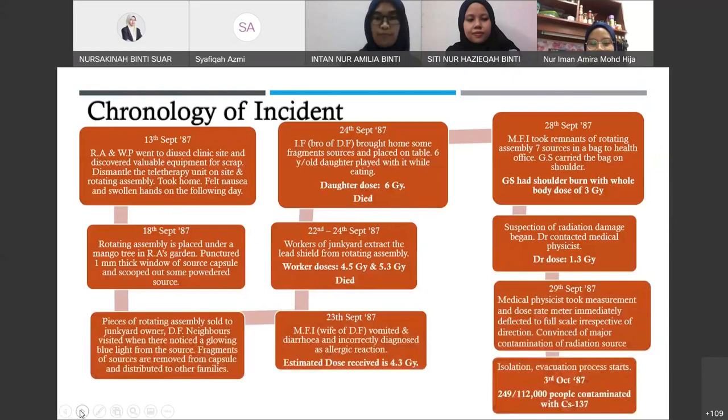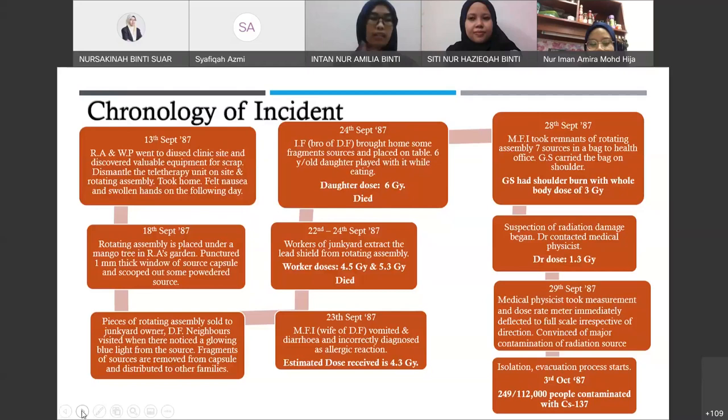Okay, moving on to the chronology of the incident. The teletherapy unit was from a private radiographic clinic that was closed down and relocated to new premises. There were 2 teletherapy units, a cobalt-60 and a cesium-137. They only took the cobalt-60 teletherapy unit, leaving the cesium-137 teletherapy unit in the old premises. The building was partially demolished, leaving the teletherapy unit unsecured. Hence, the public came in search of scrap.